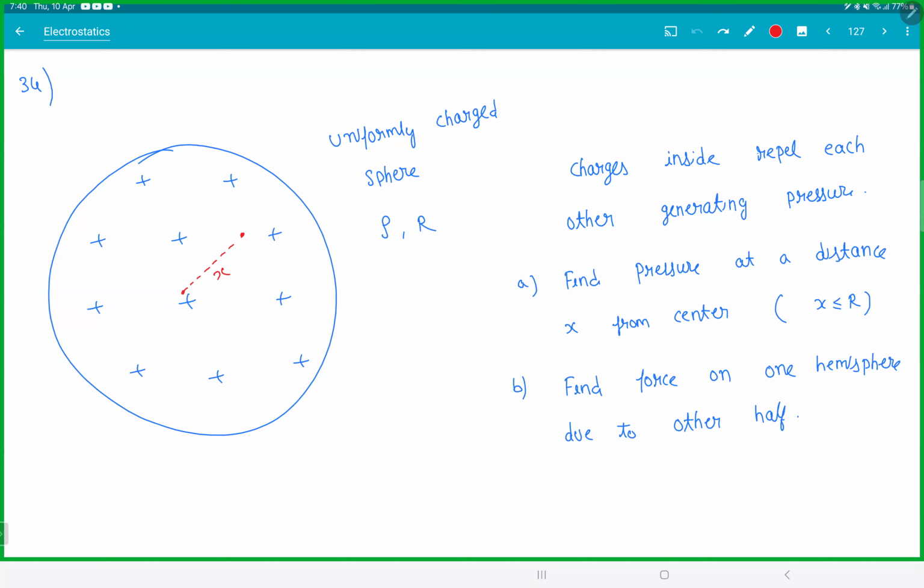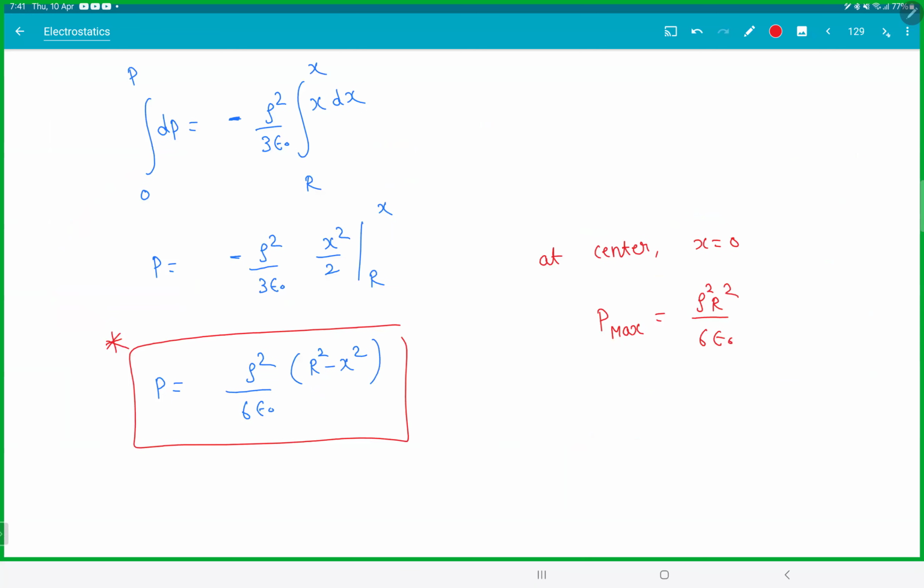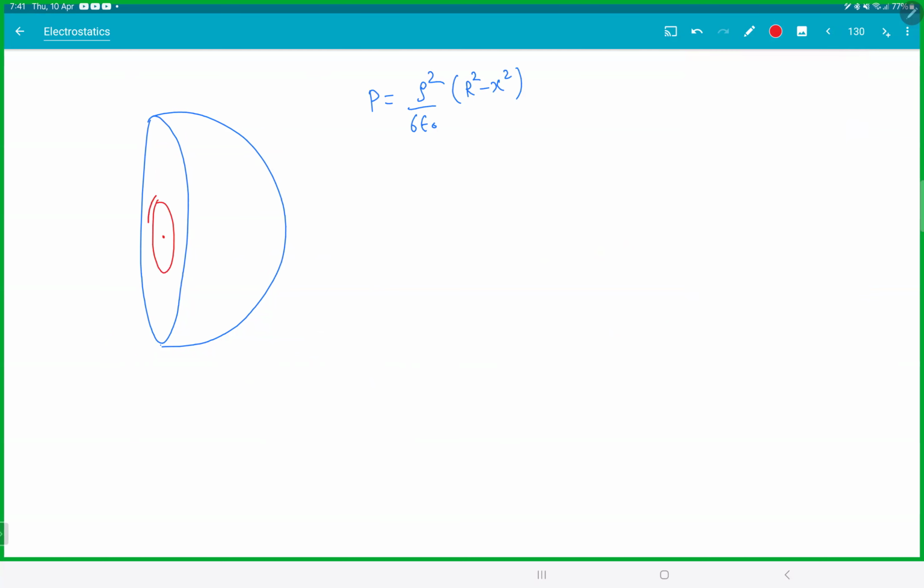Let me show you the method, say. Listen carefully. So you just want the force on this hemisphere, isn't it? I already know the pressure on the surface, isn't it? What is the pressure? Rho square by 6 epsilon, r square minus x square. So from the center, if I take a small circle here at a distance x, isn't the pressure same everywhere on this small ring? Pressure is a scalar, remember? Pressure has no direction.